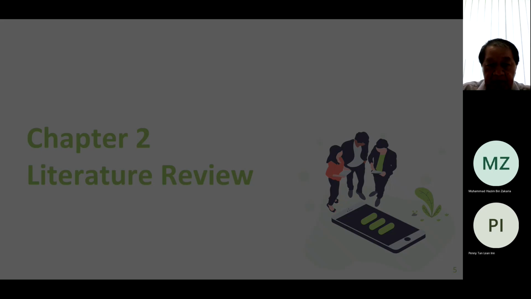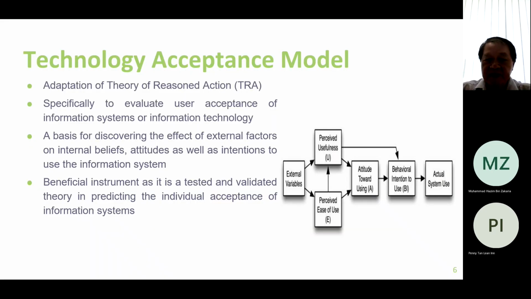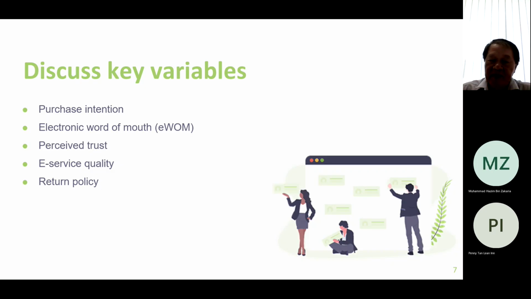Therefore, from here, I come up with the literature review. The model we're going to use for this particular case is the TRA model, called Theory of Reasoned Action. You can see the diagram. Basically, this is a basic decoupling of the effect of external factors on internal belief, attitude, and also intention to purchase the information system. This is the model we're going to use for this study. I come up with one dependent variable, which is purchase intention, followed by four independent variables, which are word of mouth, perceived trust, e-service quality, and return policy.